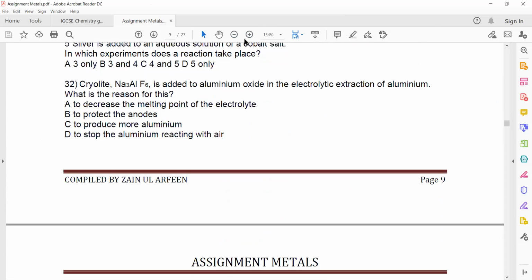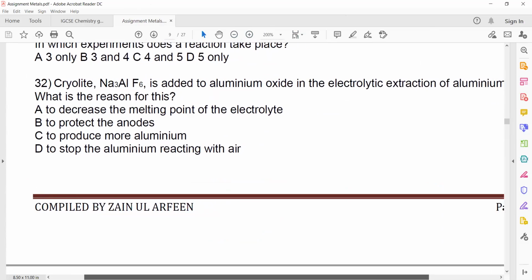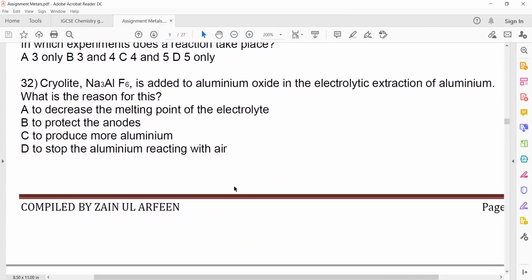Question 32. What could be the answer for question 32? So you can see a similar question repetition is there. The reason for cryolite is to decrease the melting point of the electrolyte. To protect the anode, wrong. To produce more aluminium, that's not the main purpose. It increases the concentration of the ore and stops aluminium from reacting with the air. That's also wrong.